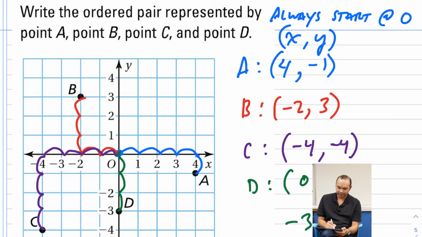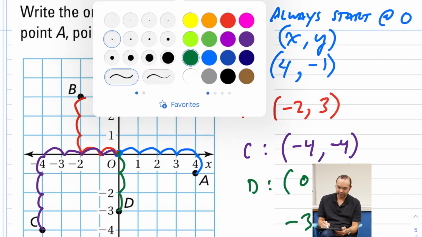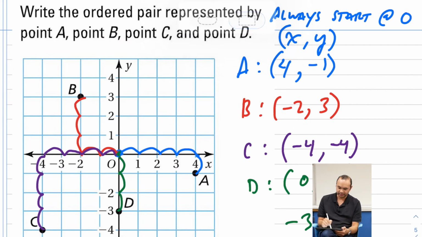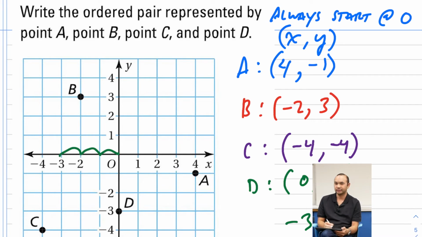Negative 3, 0 is actually, let me erase this. Negative 3, 0 would actually be you going 3 spaces left and then putting a dot there, because you're not going anywhere up or down. That's negative 3, 0, completely different than 0, negative 3.